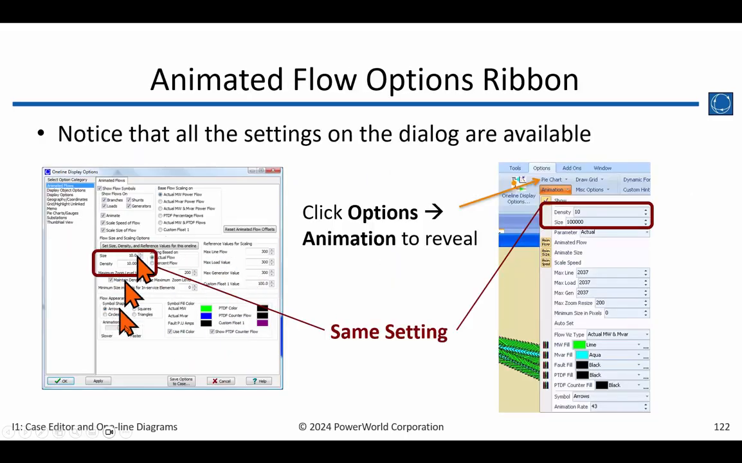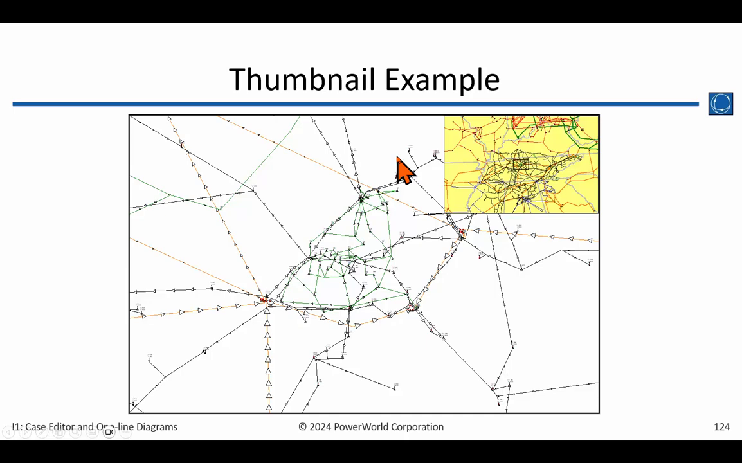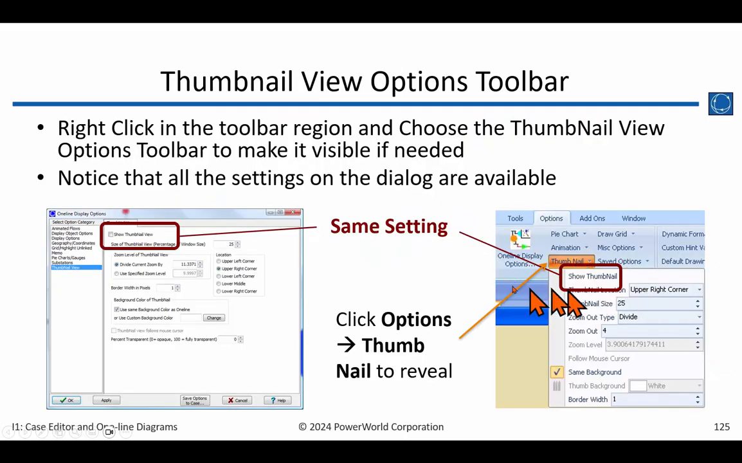And a lot of these parameters, again, can be accessed from the options menu if you prefer to use that instead of the dialog. The next slide describes the thumbnail view. And the next slide shows an example with it in the upper right and the background being yellow. And some of these parameters, again, can be changed from the options ribbon and then the thumbnail drop down if you don't want to go back into the dialog.